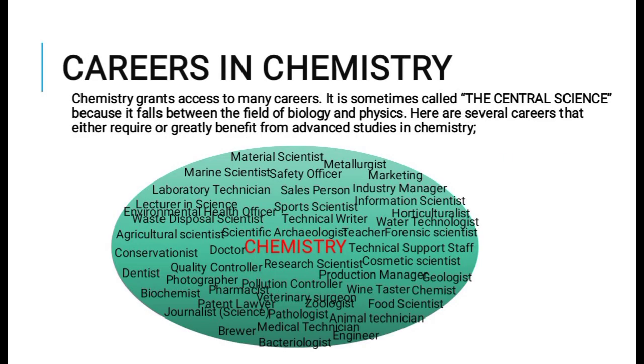Now that we know the meaning of chemistry and the branches of chemistry, let's talk about the careers in chemistry. Chemistry is a very good aspect of science. Yes, I'm so excited to talk about that. Chemistry gives us access to so many careers. It is called the central science. Why? Because it falls between biology and physics. There are several careers that either require chemistry or benefit from the knowledge of chemistry.